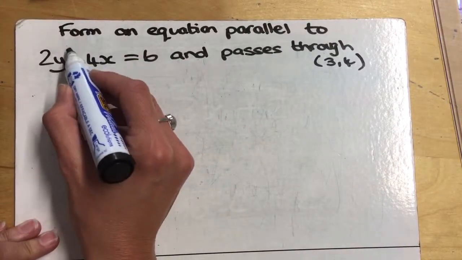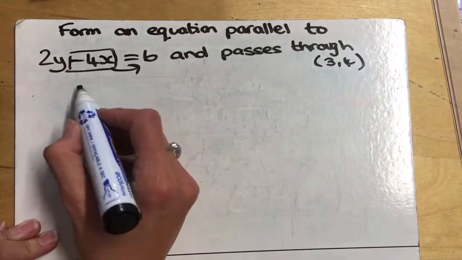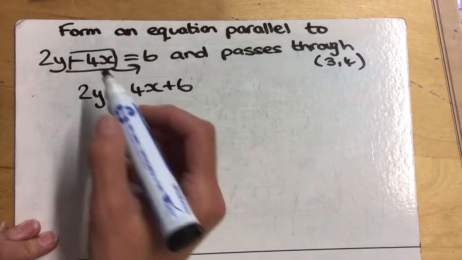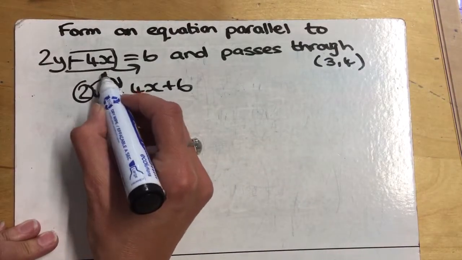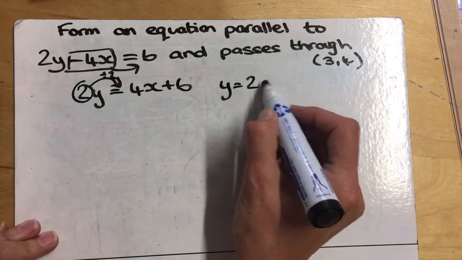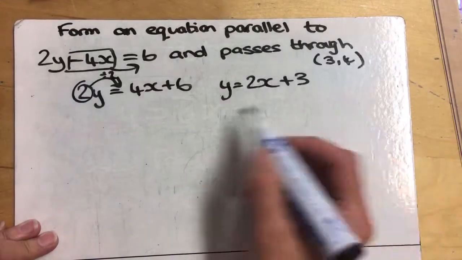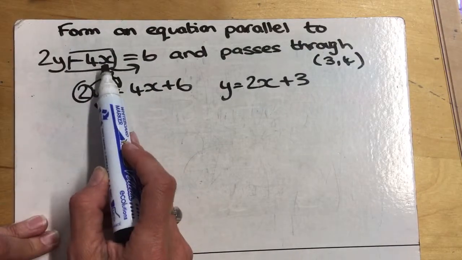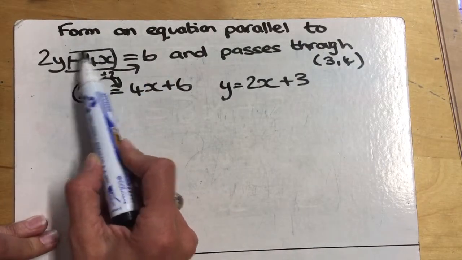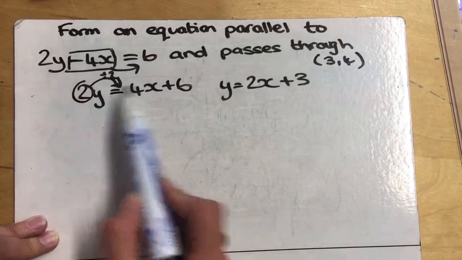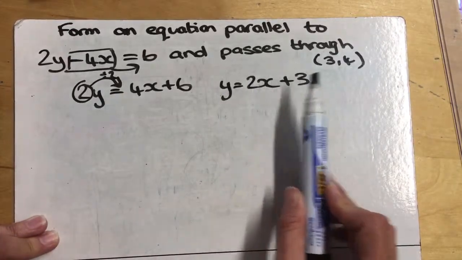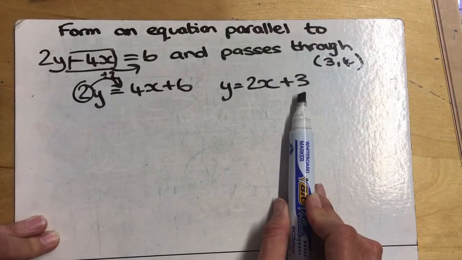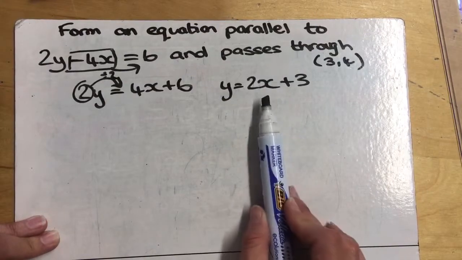So we need to basically move the 4x across, so it becomes 2y equals 4x plus 6, and then we need to divide by 2. So that becomes y equals 2x plus 3. Now this is our starting point because we need our gradient, and the gradient isn't just the value written next to the x. We have to have it in the form y equals mx plus c. And in this case, the gradient here is 2 and the y-intercept is 3. So this is our starting point.